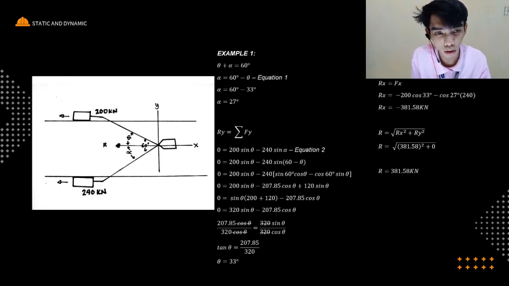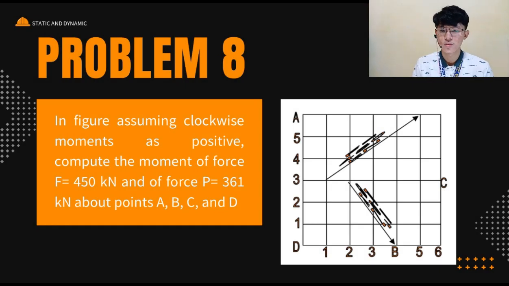So, para makuha na natin yung R, equals na natin siya sa square root of Rx squared plus Ry squared. Since wala naman value yung Ry natin, makakancel na siya. So, ang equation na lang natin is square root of 381.58 squared. So, ang sagot is makakancel yung squared, magiging 381.58 kN na lang. So, ang value ng ating R is 381.58. So, yun po. Let's proceed to problem 8.